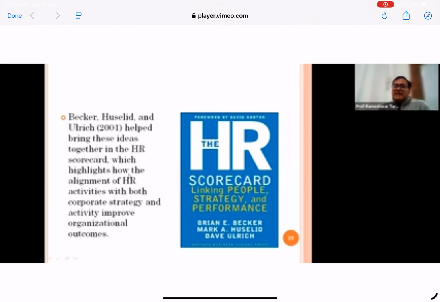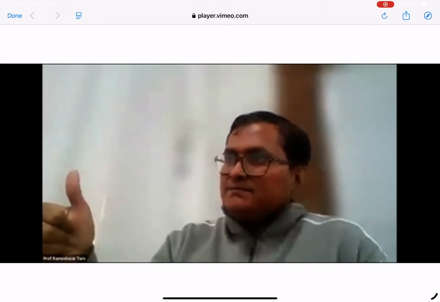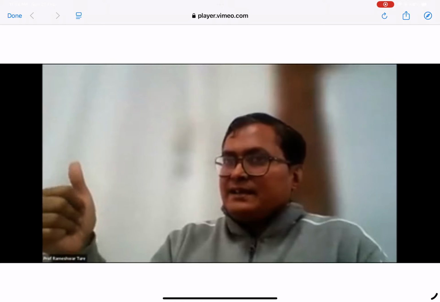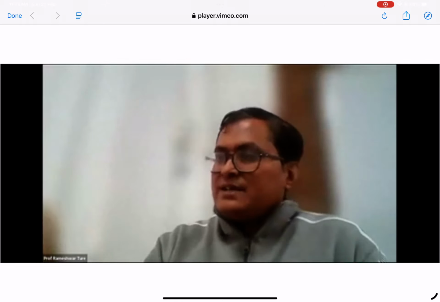HR scorecard, which highlights how the alignment of HR activities with both corporate strategy and activity improve organizational outcome. They said that our metrics must be aligned with organizational strategy. Okay. So good metrics go beyond finance. They are aligned with organizational goals, with organizational strategy.